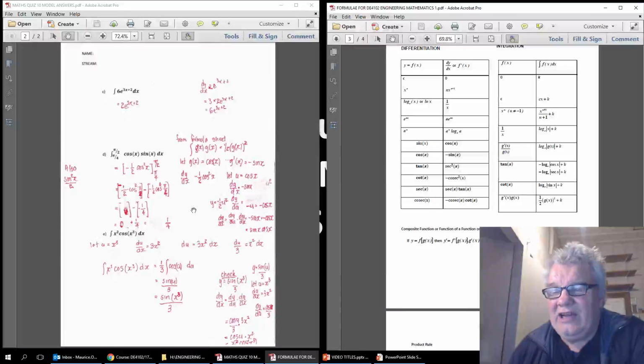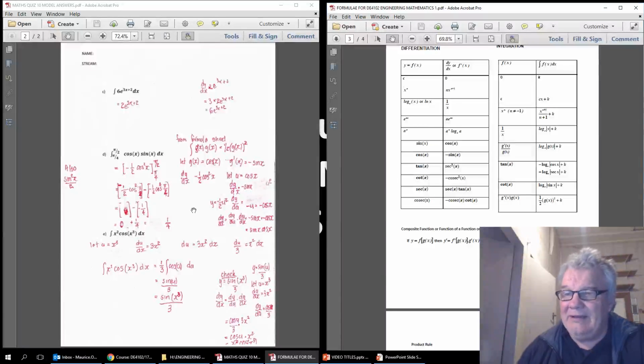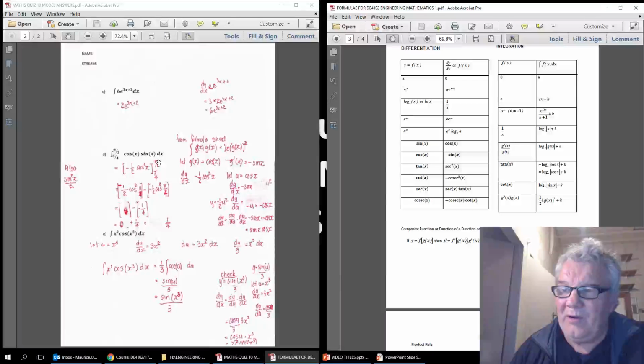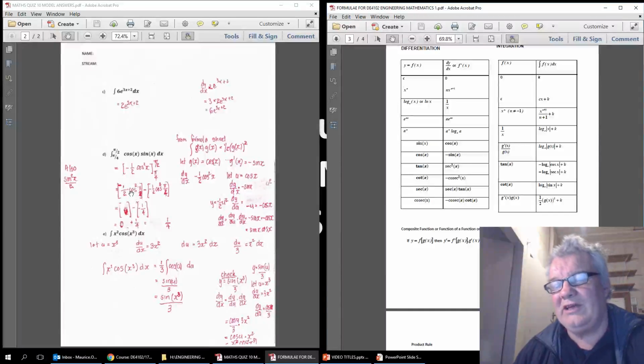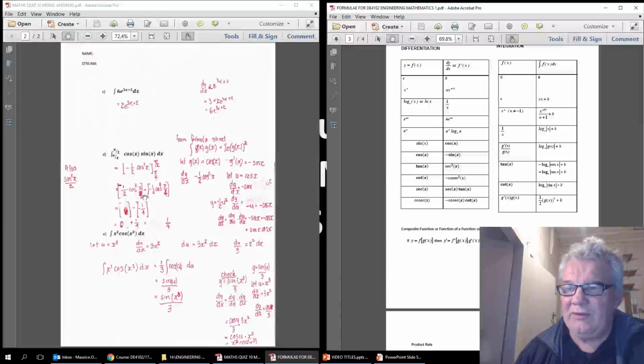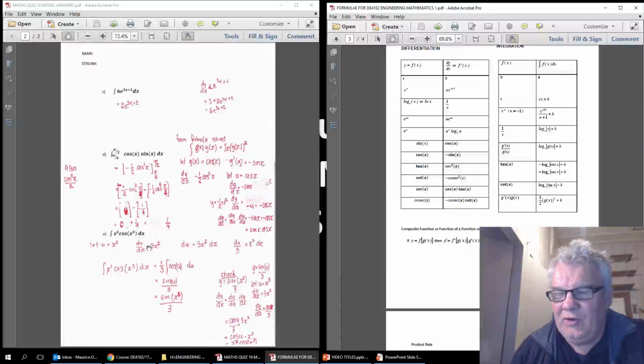So now we have to evaluate it. So first we evaluate for pi by 2, and then we substitute, and then we minus the evaluation with pi by 4. So negative a half cos squared pi by 2 minus negative a half cos squared pi by 4. Sorry, I've got the negative up the top, it's a little bit untidy. Now, cos of pi by 2 is 0. So that's going to go to 0.